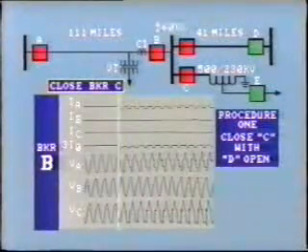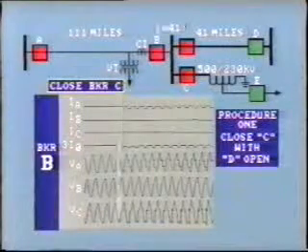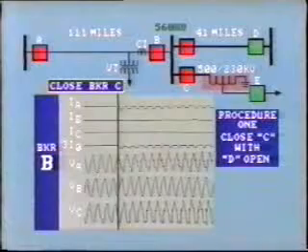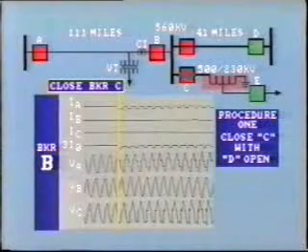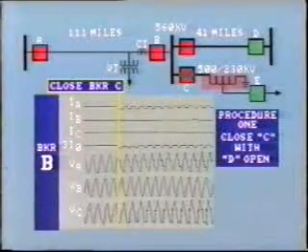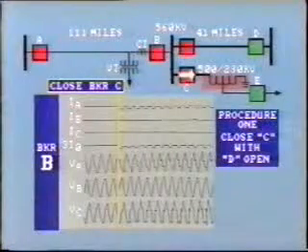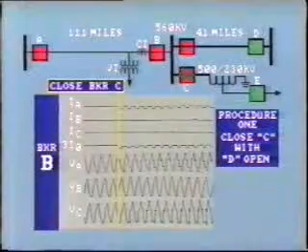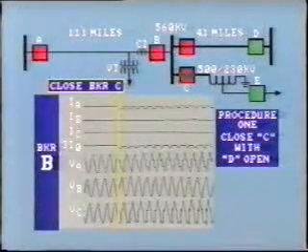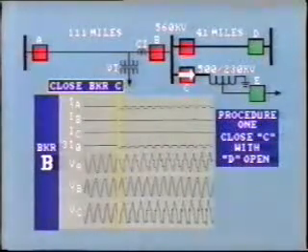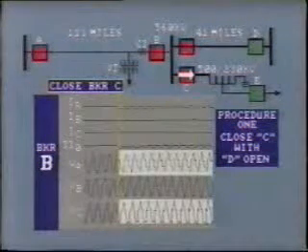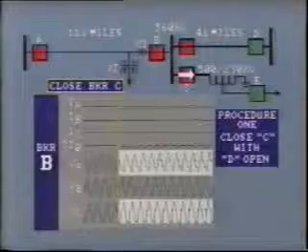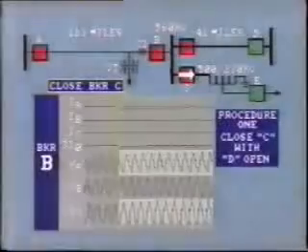The moment breaker C closes, this high voltage is applied to the transformer, forcing it into saturation. This results in a very large magnetizing current flowing into the unloaded transformer. As you know, this magnetizing current is distorted and unbalanced. This causes distorted voltages at the transformer that may very well stress the transformer insulation enough to cause a failure.